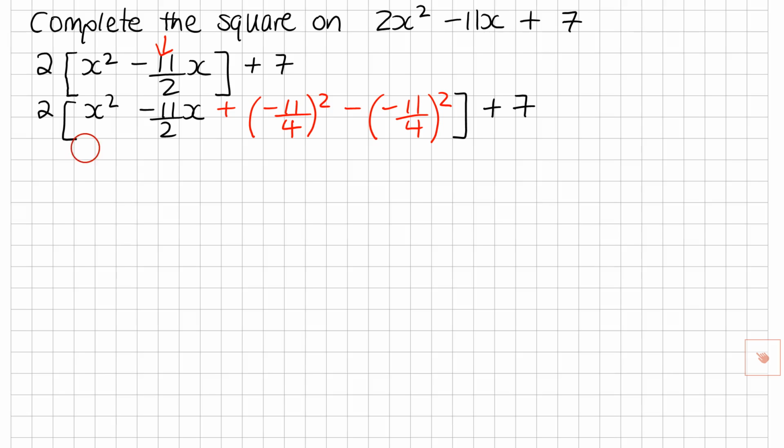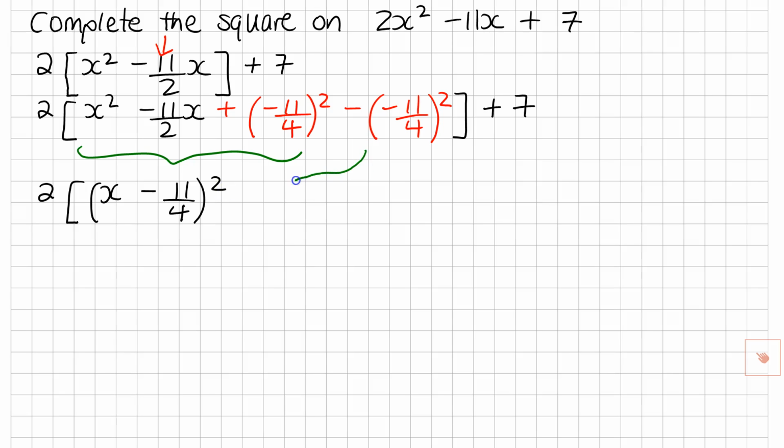Okay, so now we write the first 3 as a perfect square, which is x minus 11 over 4 squared. And then the next one here, we have to square this, and there's a minus outside it, so squaring the top and the bottom will give me minus 121 over 16. But remember that there's actually a minus outside that as well, so that's why I have a minus there in front. I'm going to close that bracket, and then I'm going to add on 7.